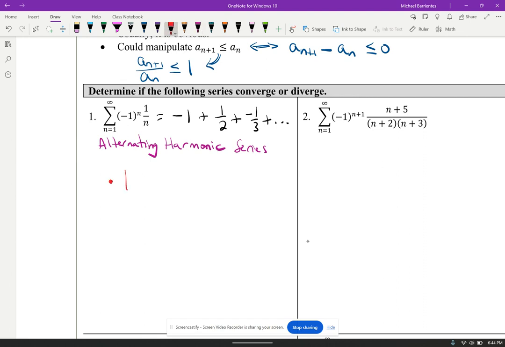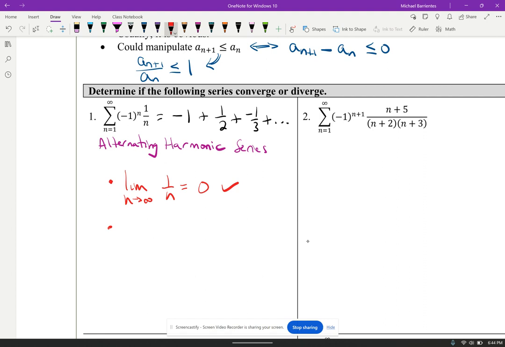So let's check. We're going to take the limit as n approaches infinity, not of the whole thing, but of the formula, not including the device that changes the signs, right? So 1 over n. So we're basically doing the limit of the absolute value. We only want the positive part of the formula. Well, obviously, this equals 0. So that first condition is met.